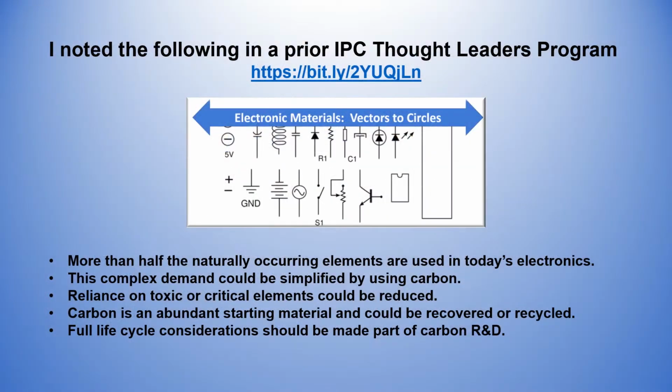I personally noted the following items in a prior IPC Thought Leaders program called Electronic Materials Vectors to Circles. More than half the naturally occurring elements are used to make today's electronics. This complex demand on our material supply chain could be simplified by using carbon. Reliance on toxic or critical elements could be reduced. Carbon is an abundant starting material and could be recovered or recycled. And of course, the full life cycle considerations should be made part of carbon R&D.